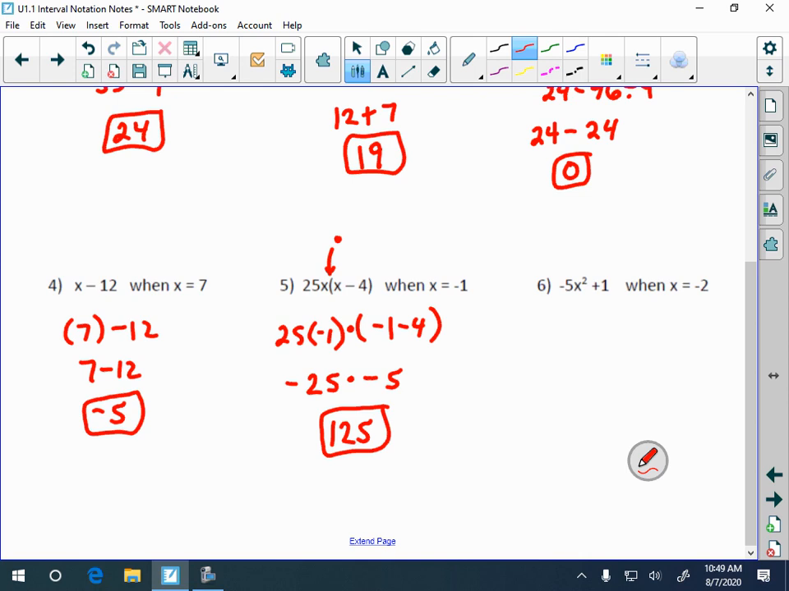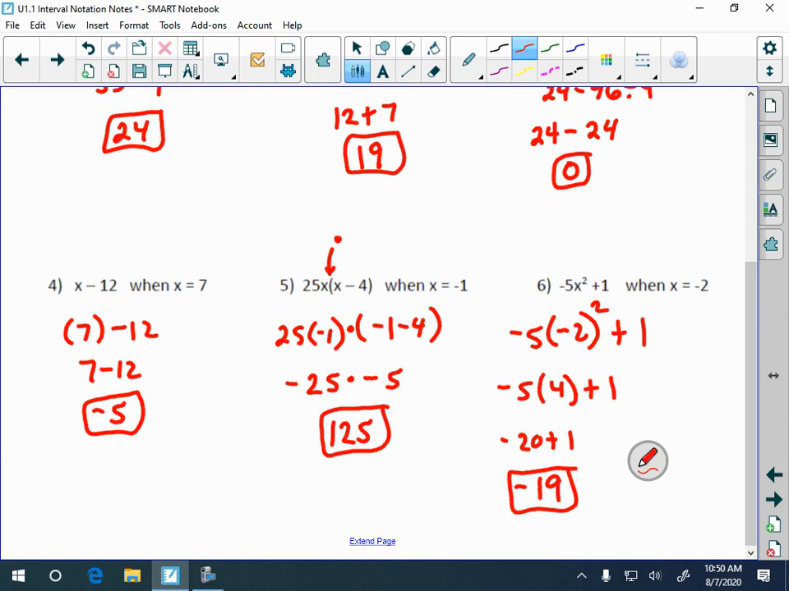And then number 6, our last one, x is negative 2. So negative 5 times, again, we want to put parentheses around that negative 2. That's our x, and it's all being squared, and then plus 1. All right, so PEMDAS, we have to do the exponents first, negative 2 squared. So that's going to be negative 2 times negative 2, which is positive 4, plus 1. And then multiplication has to be done first, so negative 5 times 4 is negative 20, plus 1. And then that's going to get us negative 19.